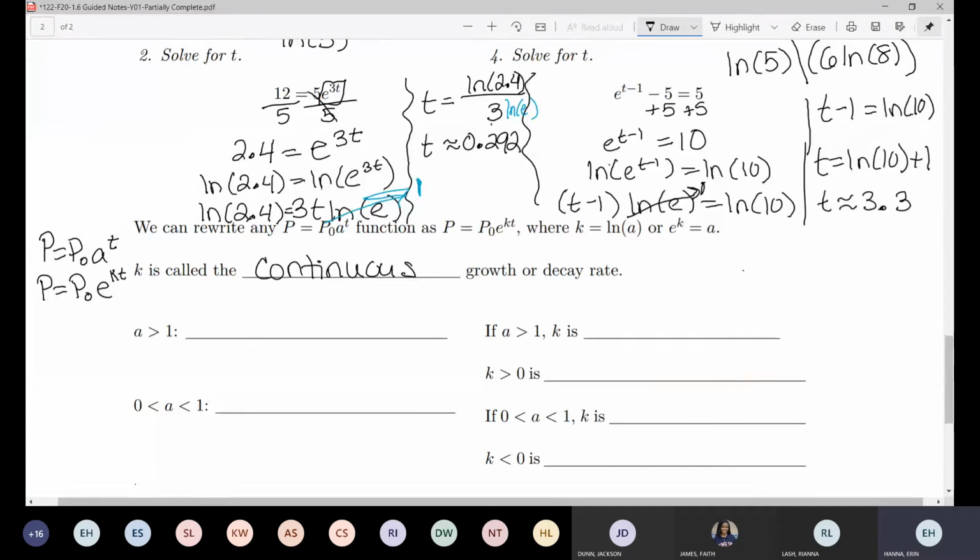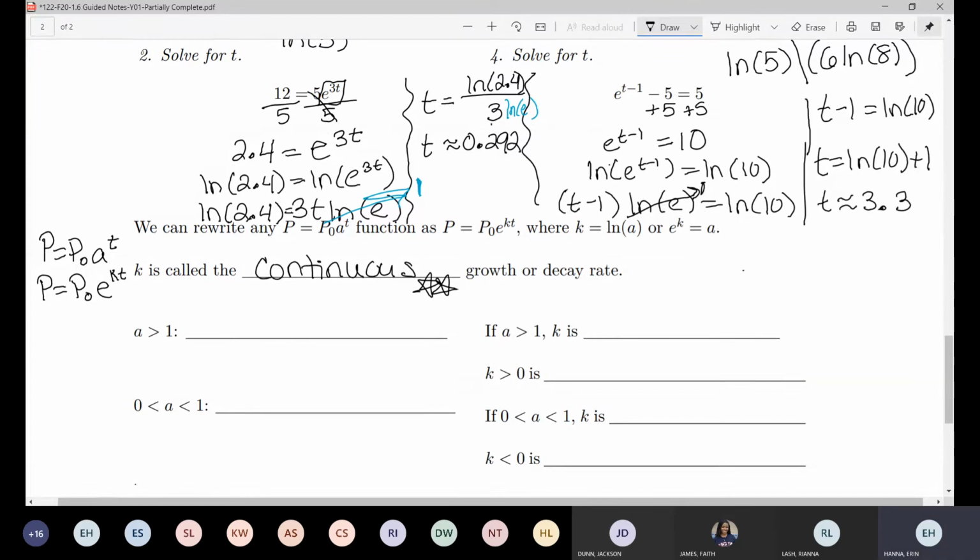If you see the word continuous, it will be the e to the kt form. If you do not see the word continuous, it's the a to the t form. So the word continuous is really going to be our big tip-off of which form we're going to have to use.